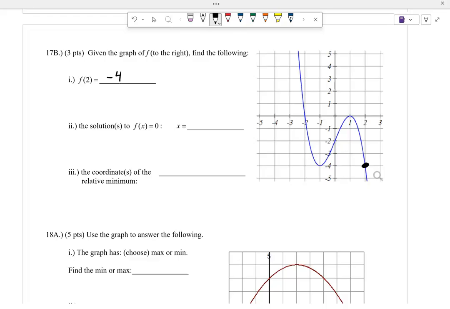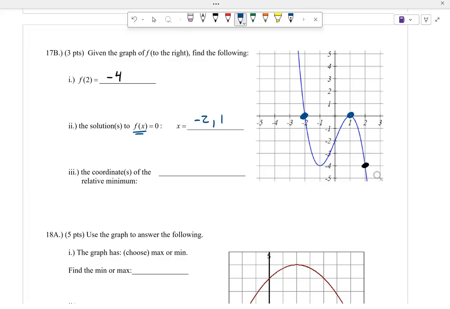So what are the solutions to f of x equaling 0? Well, when y equals 0, that's my x-intercepts, right? When my y value is 0. So it looks like I hit right there at 2 spots. Negative 2, when x is negative 2, I have a y that's 0. And when x is 1, I also have a y value that is 0.